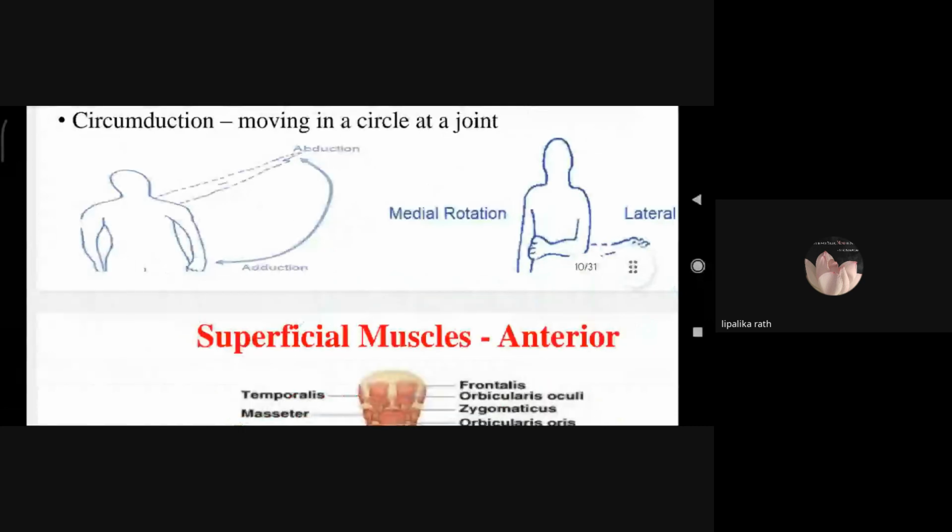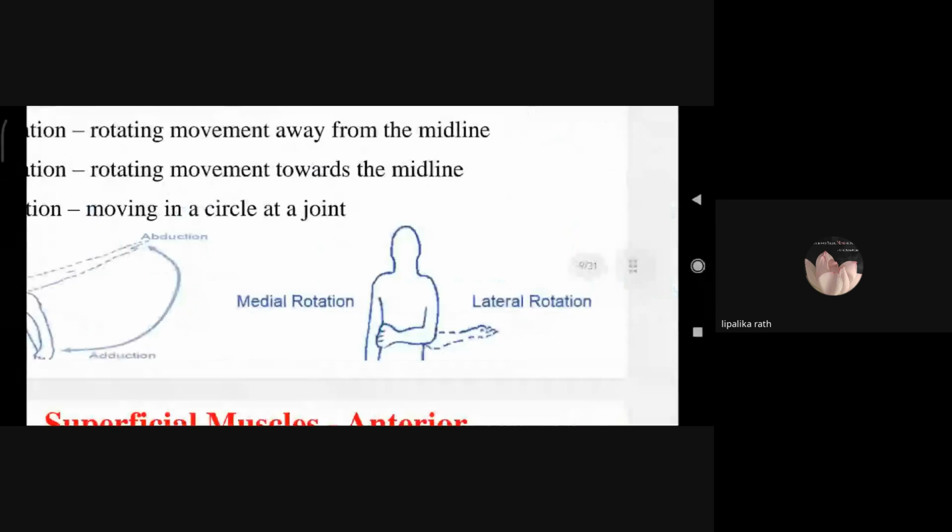Here in this picture, you can see medial and lateral rotation. From the elbow, we are rotating medially and laterally. The same thing applies in the case of the knee also. We have very little medial and lateral movement of the elbow and knee.